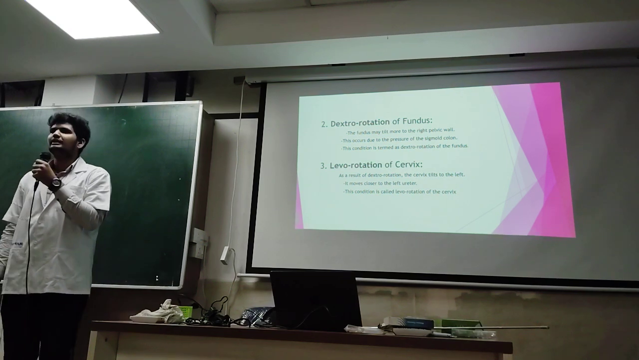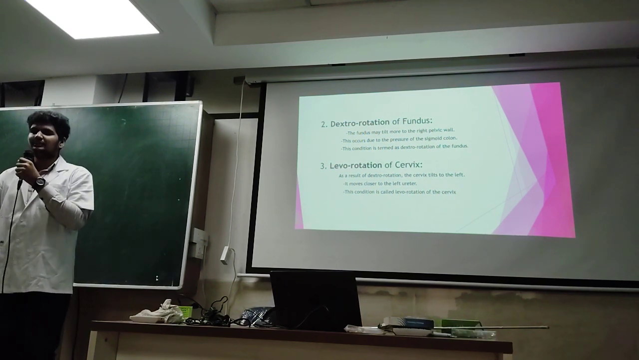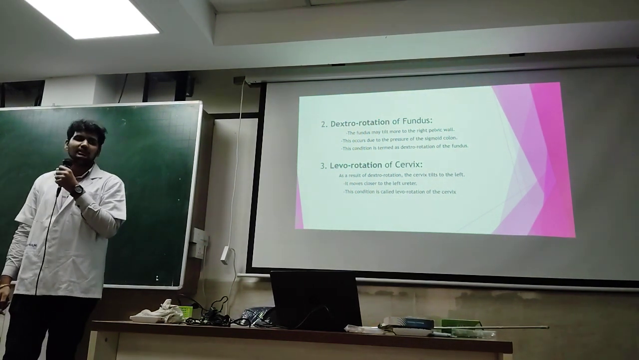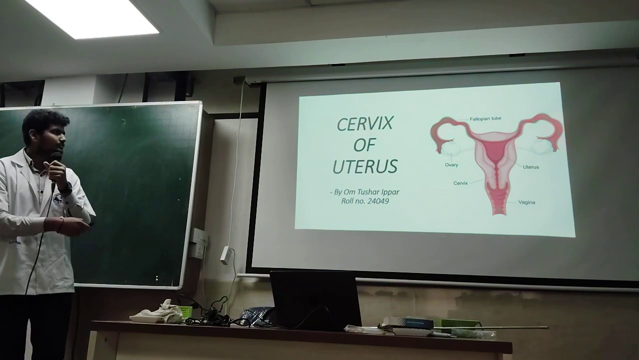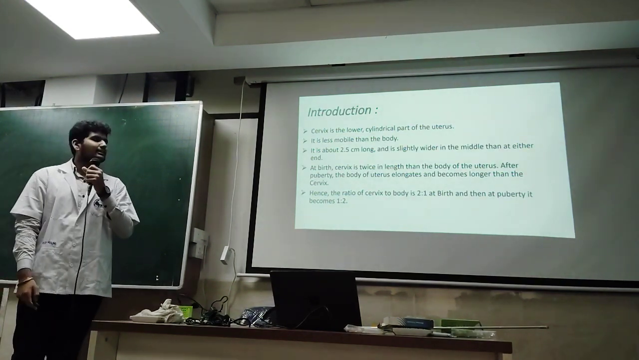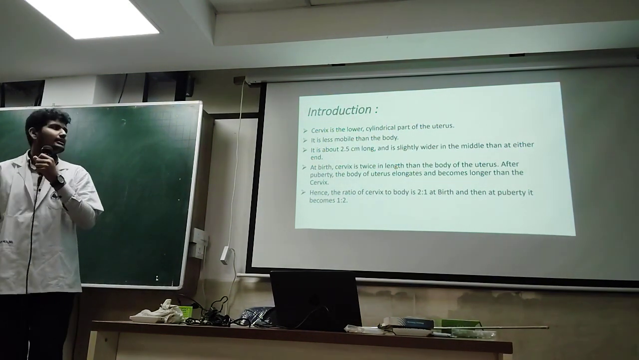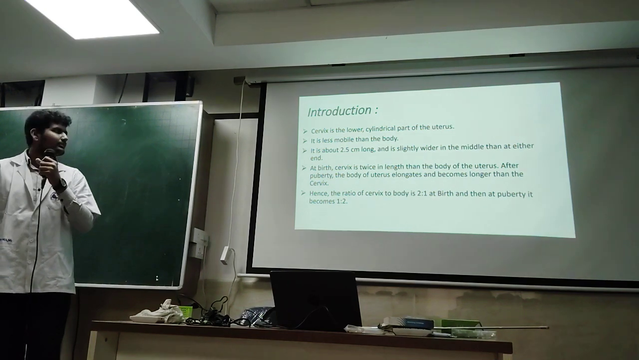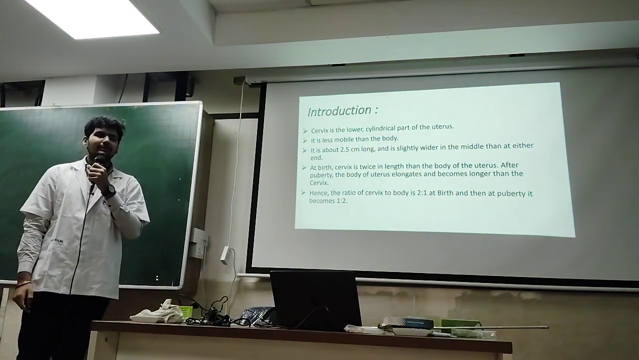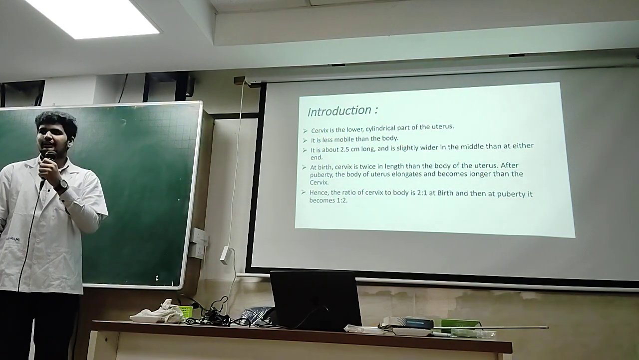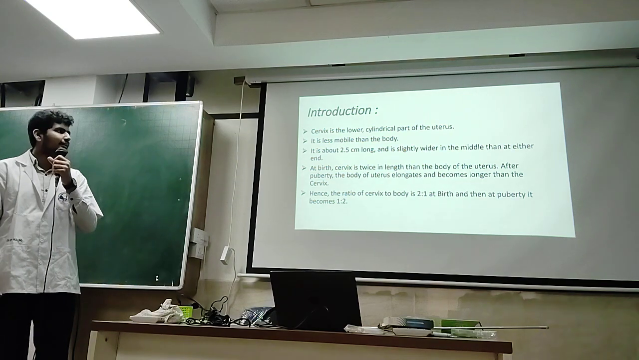As of now, we have seen various parts of the uterus, and now I will be talking more about the cervix. Firstly, the cervix is the lower cylindrical part of the uterus. It is less mobile than the body. It is about 2.5 cm long and is slightly wider in the middle than at either end.